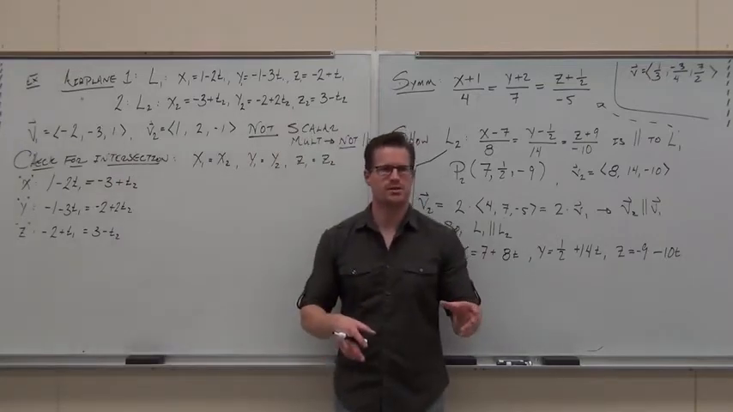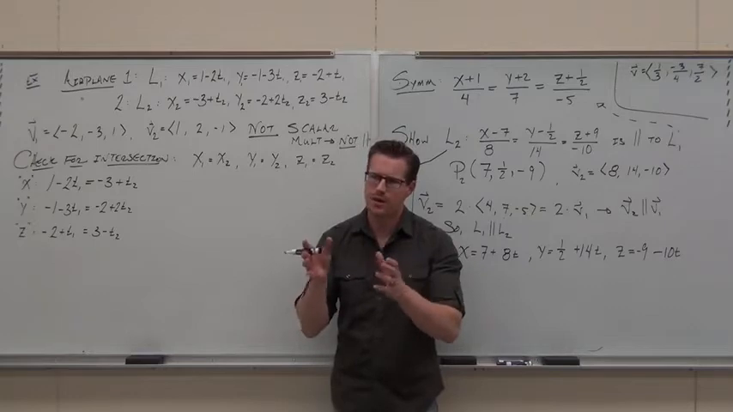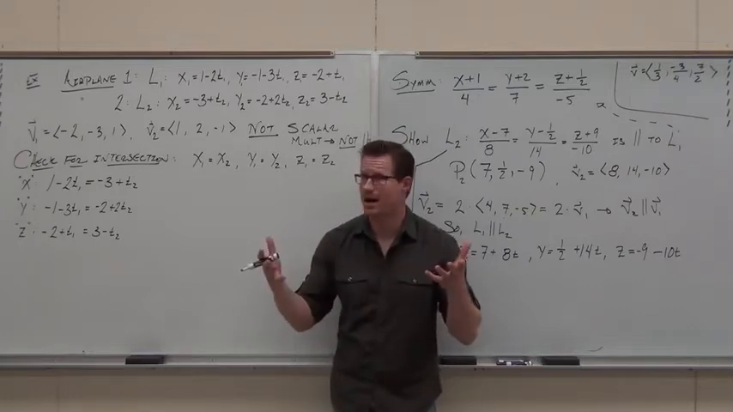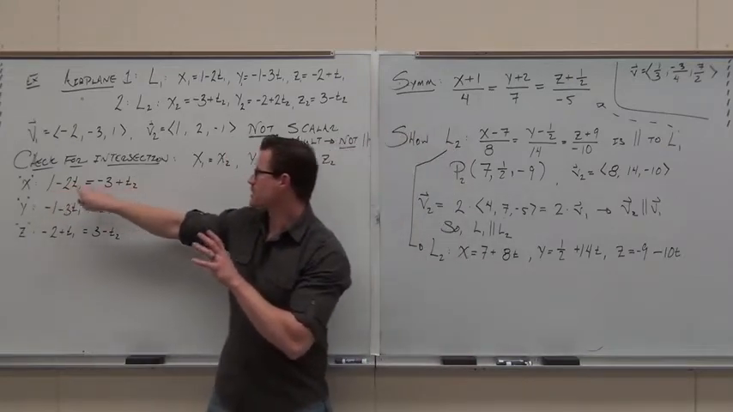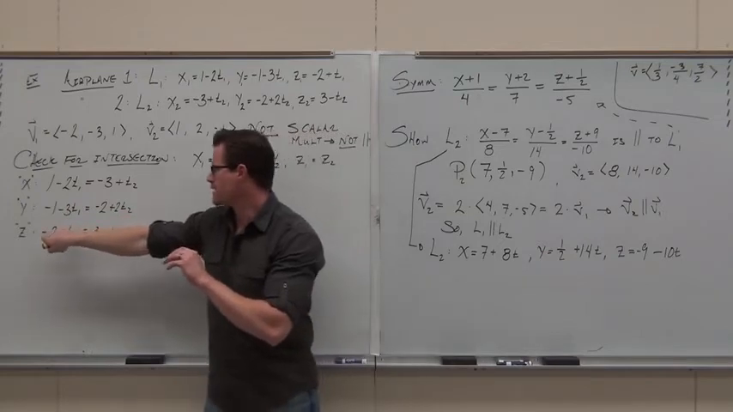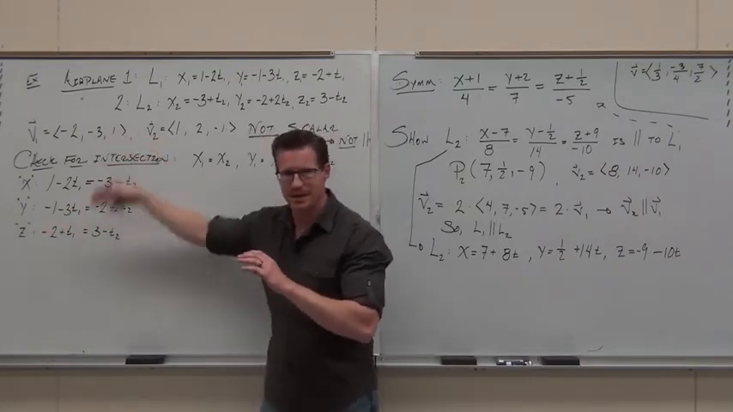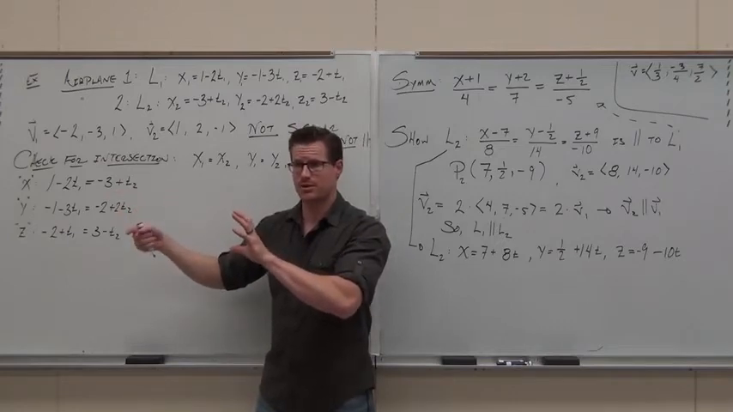I want to ask if you understand where all that stuff is coming from. Right now we know that they're not parallel, so they might intersect, they might not. This is how you check. You check whether the x coordinates are going to be equal, whether the y coordinates are going to be equal, and the z coordinates are going to be equal, and they all better be exactly equal from both equations in order for them to intersect.